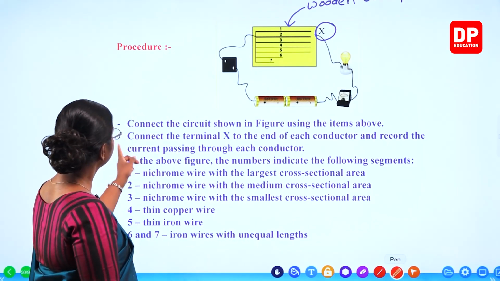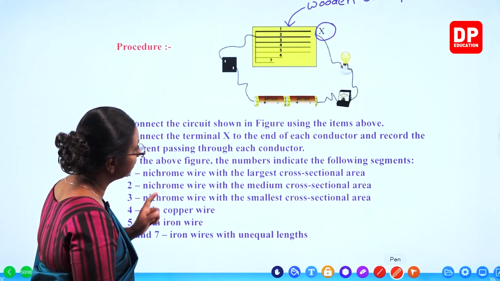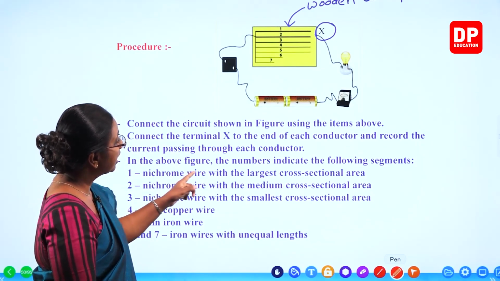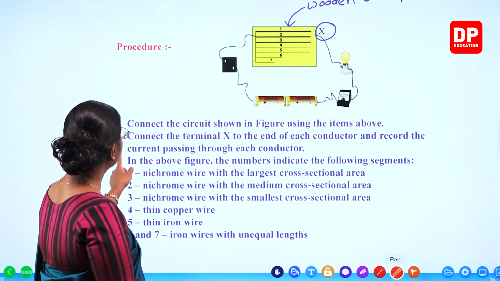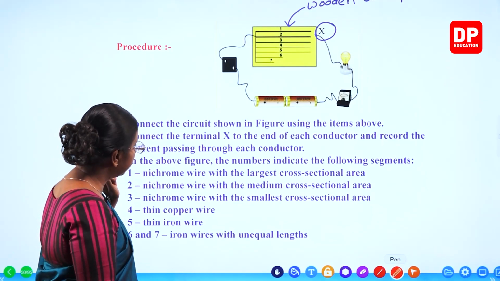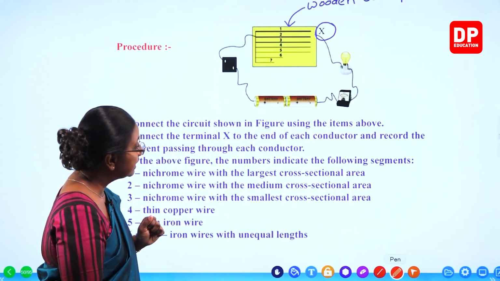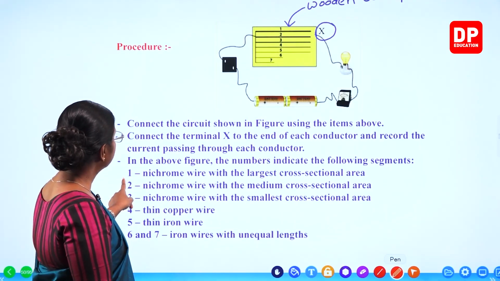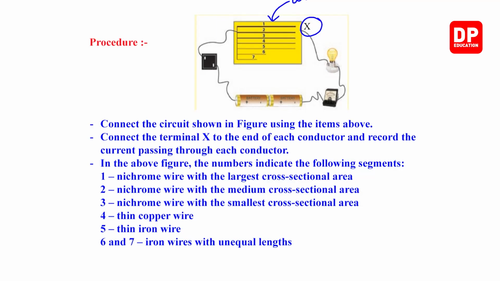So here you can see, connect the circuit shown in the figure using the items above. Connect the terminal X to the end of each conductor and record the current passing through each conductor. In the above figure, the numbers indicate the following. So like I told you all, the numbers. First one, nichrome wire with the largest cross-sectional area. Second one, nichrome wire with the medium cross-sectional area. And third one, nichrome wire with the smallest cross-sectional area.